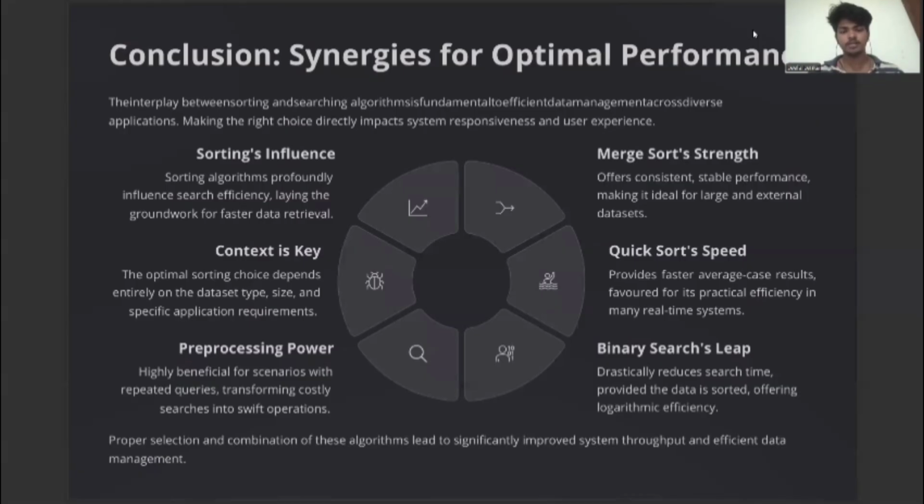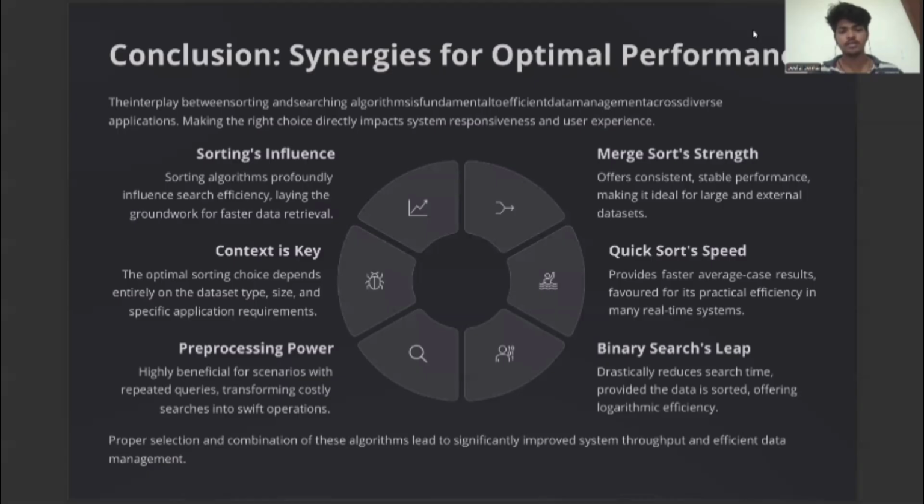Among the sorting algorithms, mergesort is known for being stable and consistent. It works very well for large datasets and for external storage. On the other hand, quicksort is fast on average and used often in real-time situations because of its practical efficiency. After sorting, we usually use binary search. Binary search is extremely fast because it cuts the search space in half each time, but it only works when the data is already sorted.